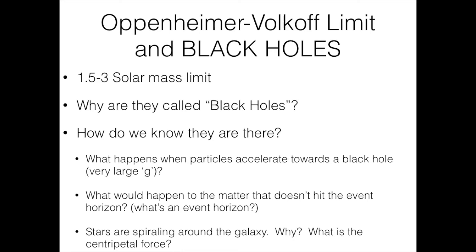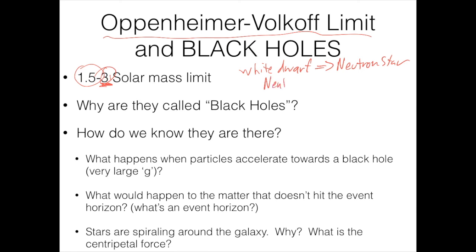So the next thing we need to talk about is exactly that, the Oppenheimer-Volkoff limit. And yes, you do need to know this term. Okay, so if we get over 3 solar masses, again, we're talking about the white dwarf. That white dwarf, if it's over 1.5, then it turns into a neutron star, right? Now, if it's too big, if it's more than 3 solar masses, what happens is that neutron star overcomes what's called the neutron degeneracy pressure.